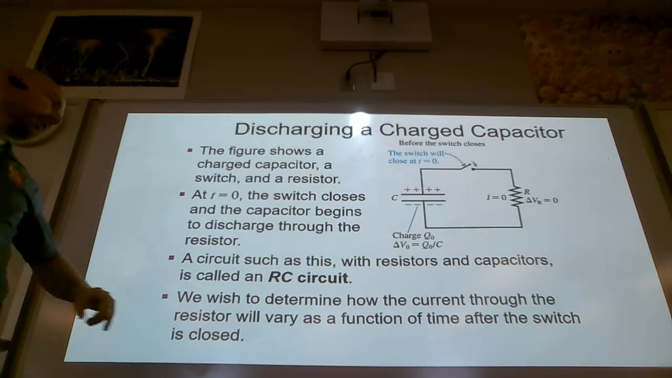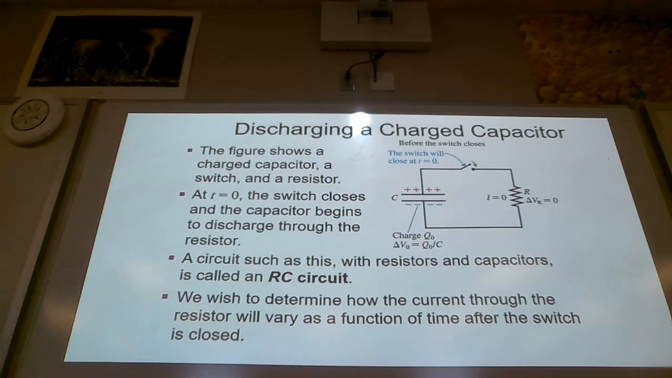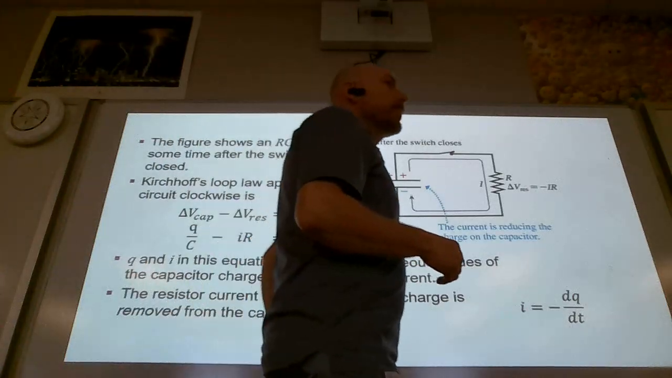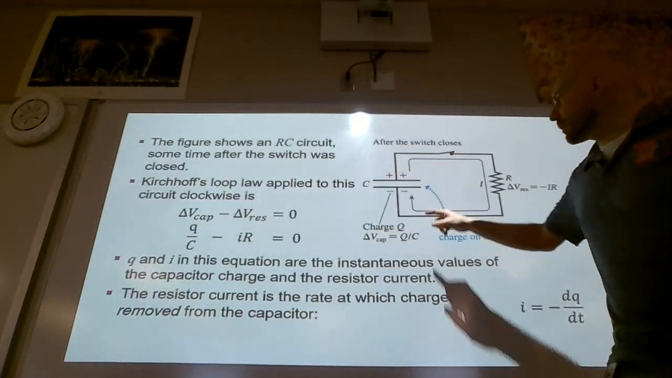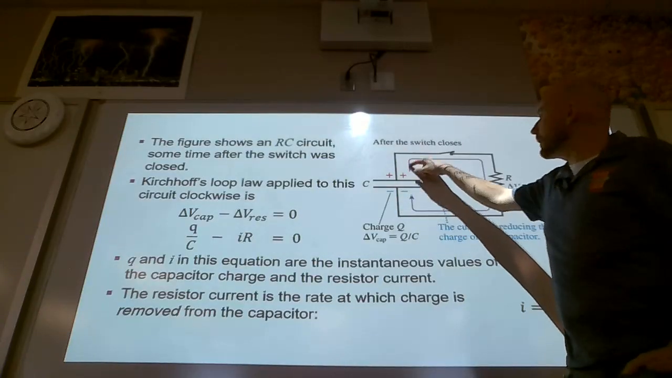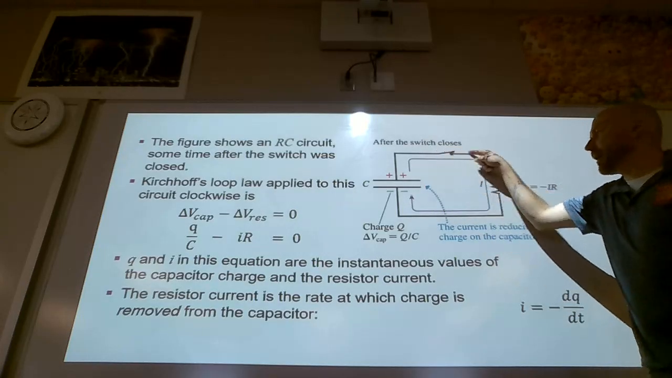So what we're going for is an expression for current as a function of time. So the catch with this is, okay, I guess before we do the catch, we're going to employ Kirchhoff's loop rule. So the capacitor becomes the voltage gain, and the resistor is going to be your voltage drop. Current's going to go out of positive into negative.